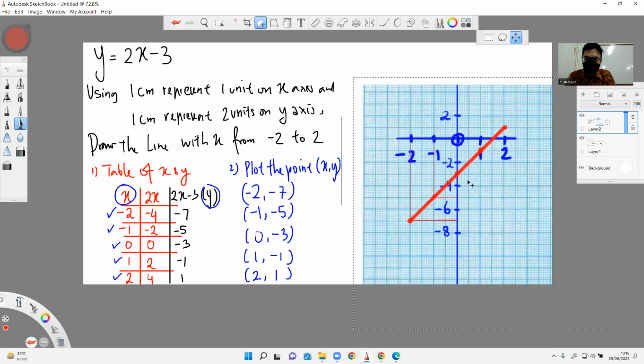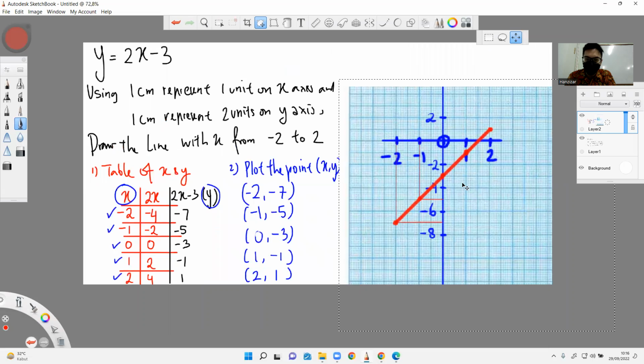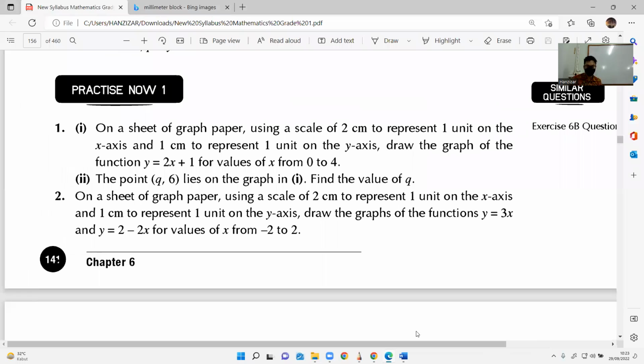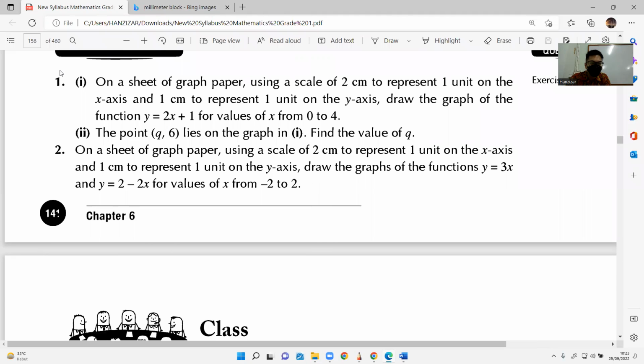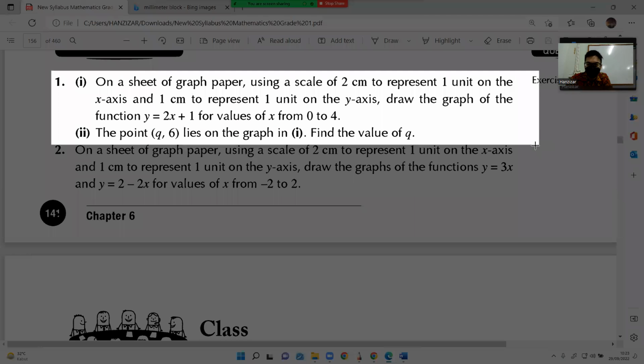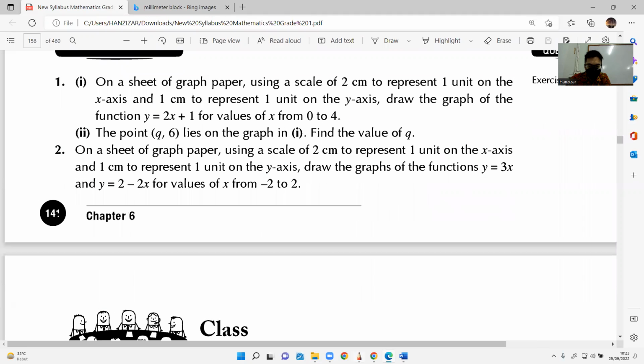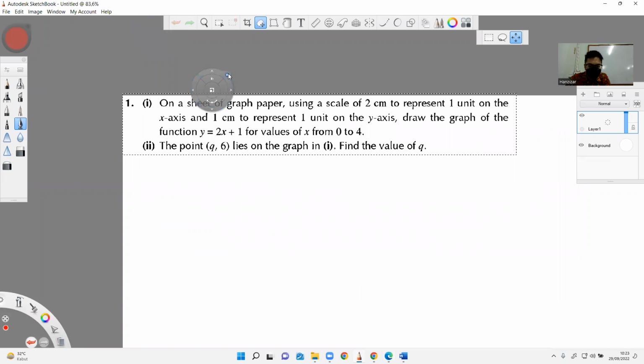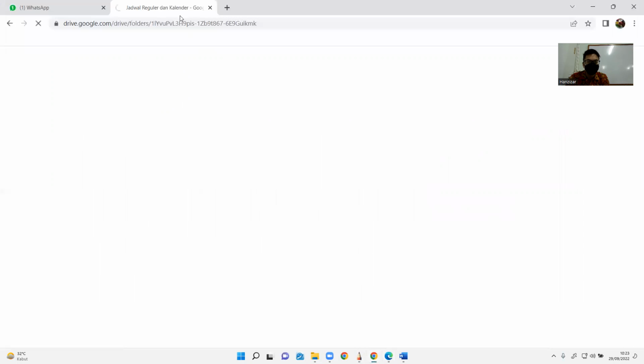On your millimeter block, you need to provide the exact, specific measurement. Okay, so let's see the next two questions about this. You have to be very, very careful about the representation of the axis. So let's see number 1 first. Look at the question properly. And then I will put it this way.